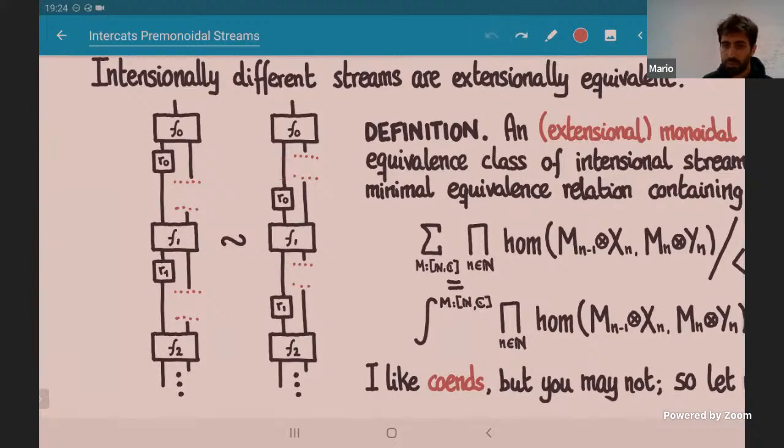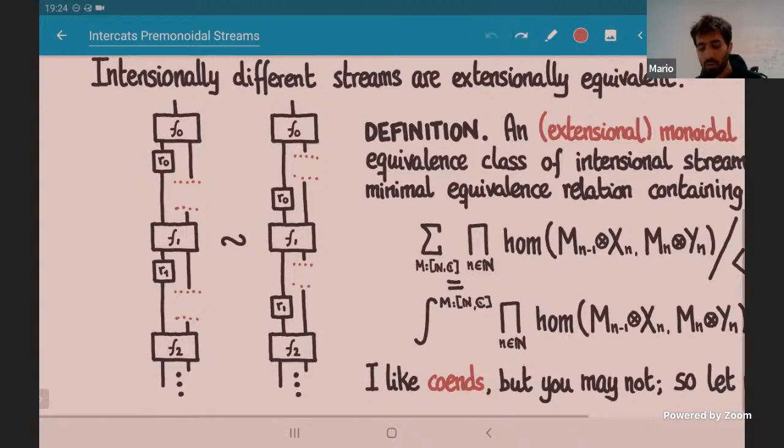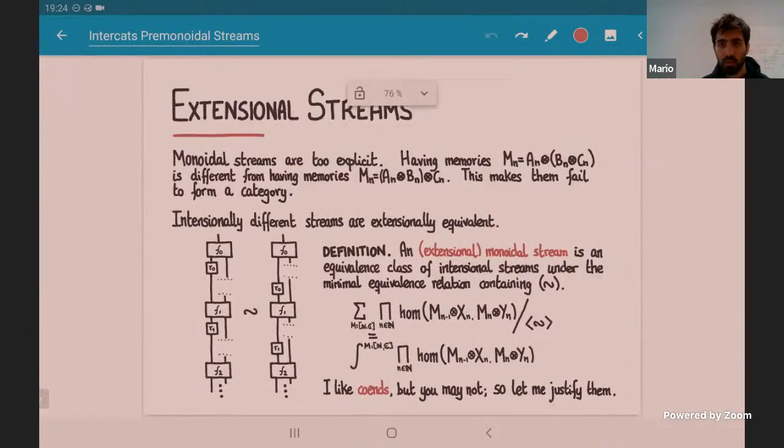However, morally, they should be the same because the only thing we are doing is sliding down and up. These are R0, R1, and so on. These two things should be equal. So we are going to ask precisely that. We ask now that the definition of an extensional monoidal stream, so our second definition, is an equivalence class of intentional streams under the minimal equivalence relation that contains this relation, this equality here.